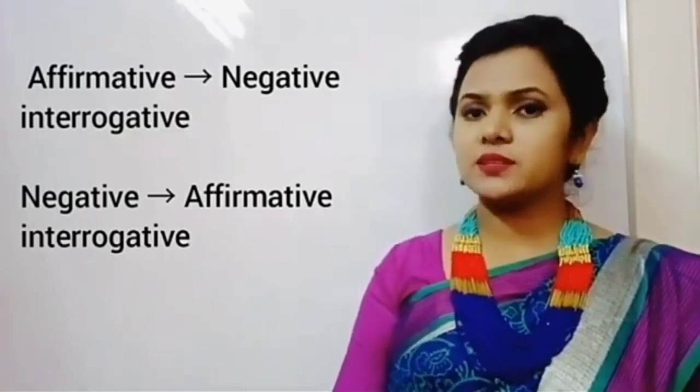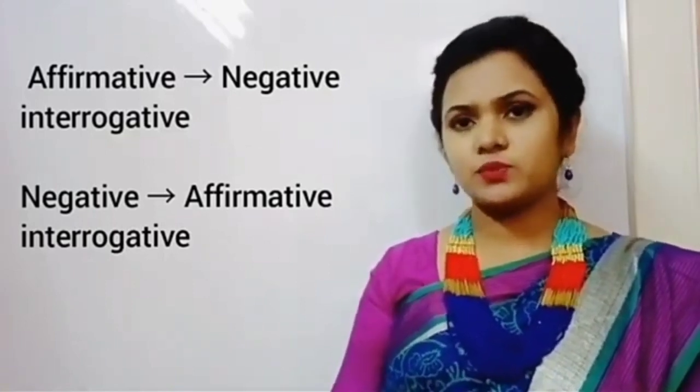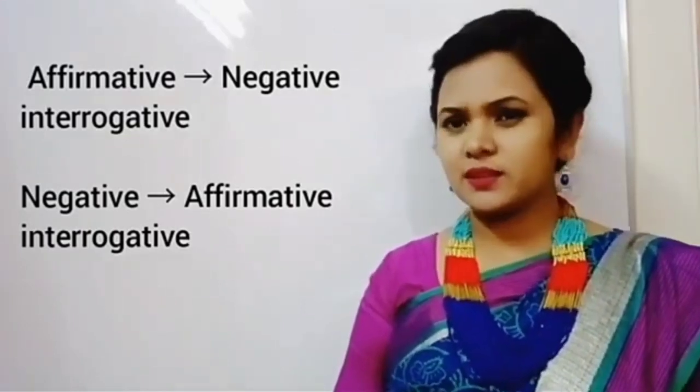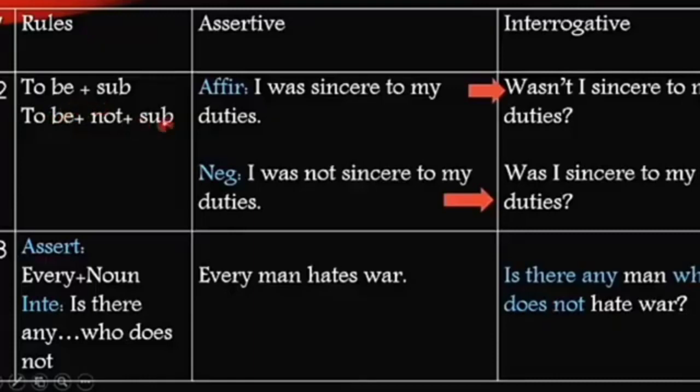And if the assertive sentence is in negative form, then it will be changed into an affirmative interrogative sentence. Little confusing, right? Let's see in detail. To be verb plus subject or to be verb plus not plus subject. What does it mean? The affirmative assertive sentence becomes a negative interrogative, and a negative assertive sentence becomes an affirmative interrogative. So that's why the examples are like this.